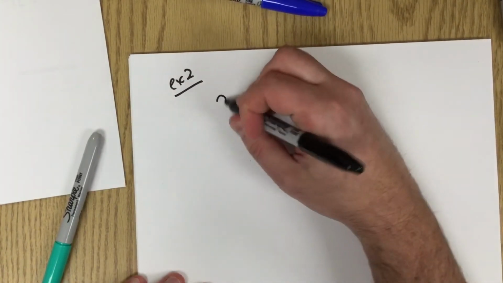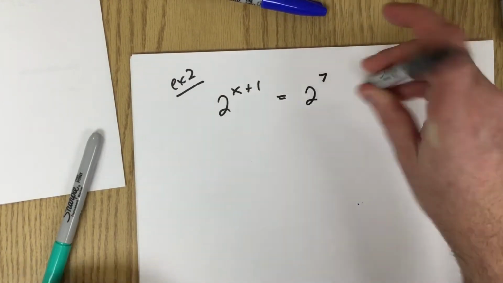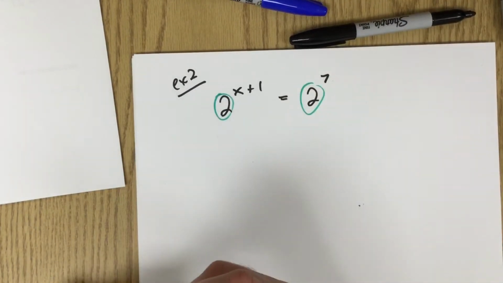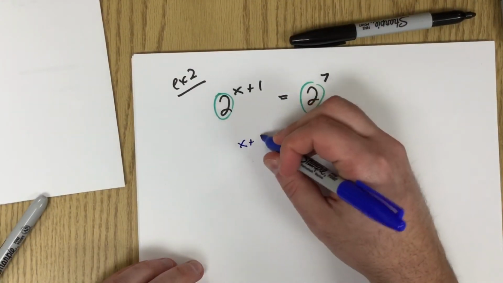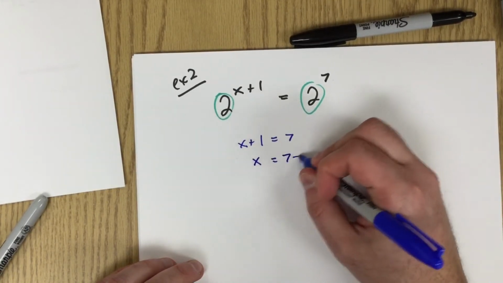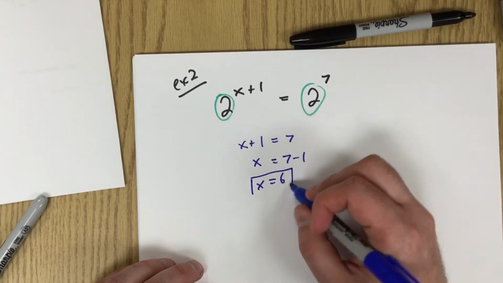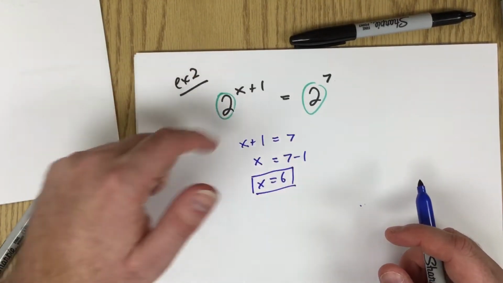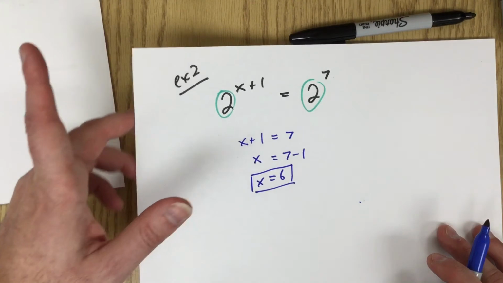Example 2. 2 to the x plus 1 equals 2 to the 7. The bases are equal. So that means that the exponents have to be equal, which means that x plus 1 would have to be equal to 7, x equals 7 minus 1, x equals 6. Which kind of makes sense. If you put 6 into there, you get 2 to the 6 plus 1, which is 2 to the 7, which is equal to 2 to the 7.